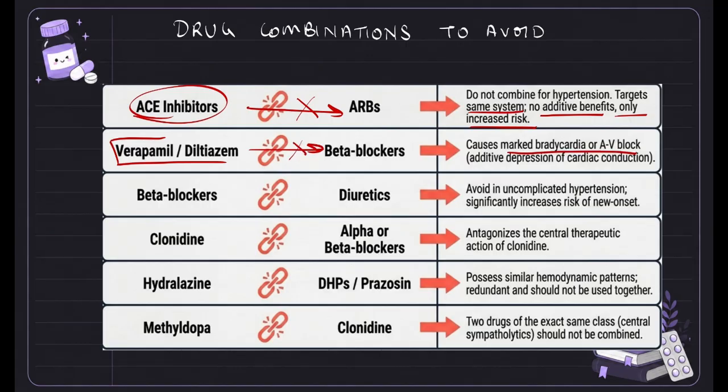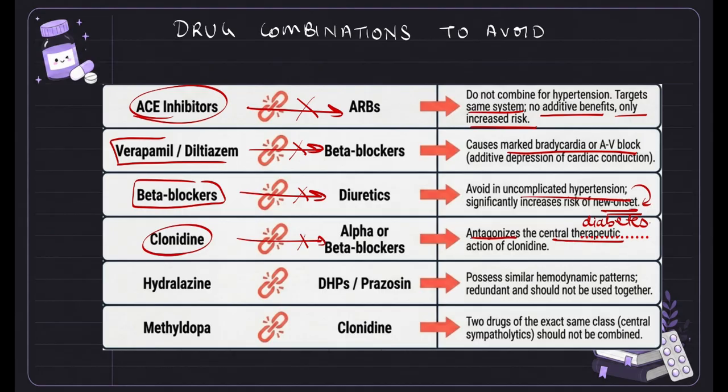That basically means a dangerously slow heart rate, or it can cause a block in the heart's electrical system. Third, avoid mixing beta blockers with diuretics in uncomplicated hypertension. Why? Because it significantly increases the risk of new-onset diabetes. Fourth, don't mix clonidine with alpha or beta blockers. They actually antagonize its central action. Fifth, never combine hydralazine with DHPs or prazosin. Their hemodynamic patterns are just way too redundant. And finally, do not combine methyldopa and clonidine. They belong to the exact same class of drugs. They suppress the nervous system in the exact same way, which is something we definitely want to avoid.